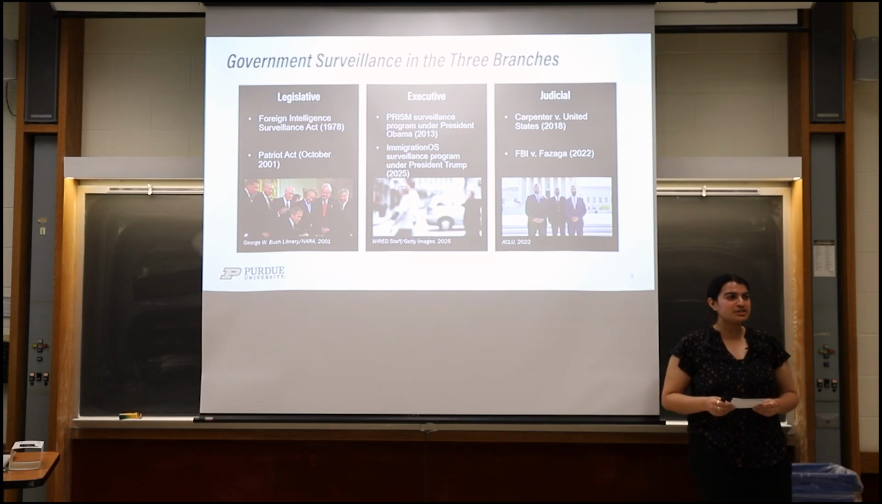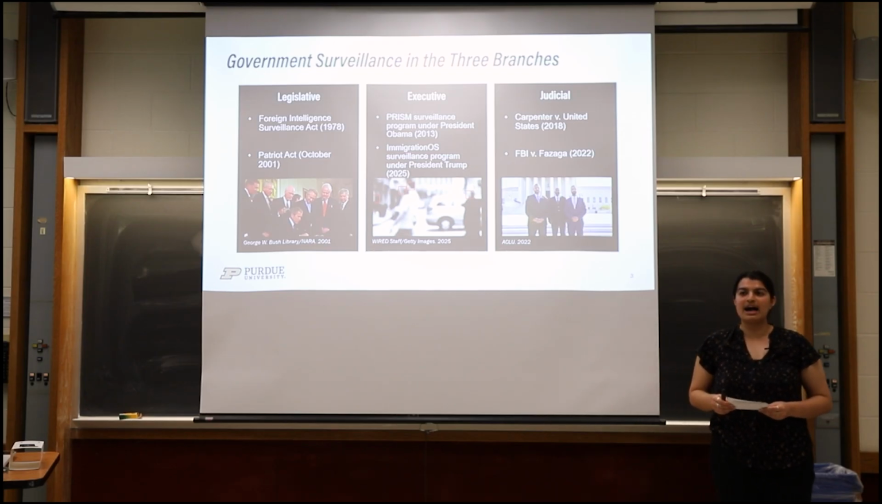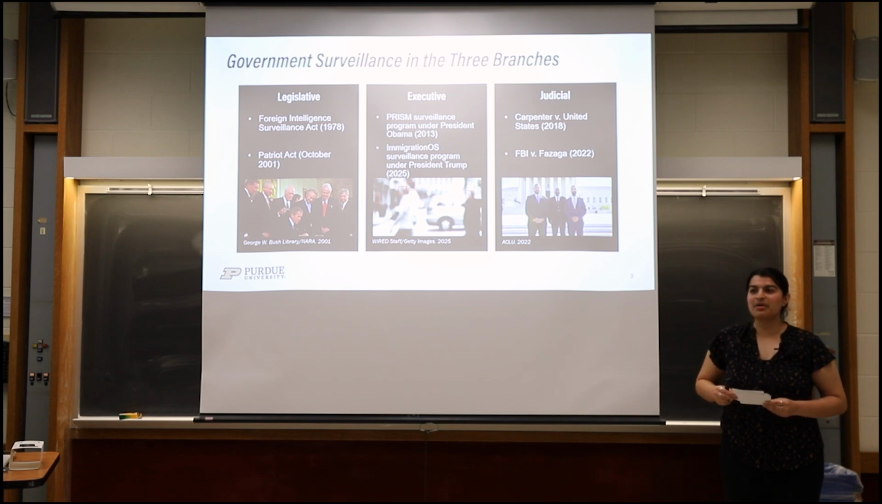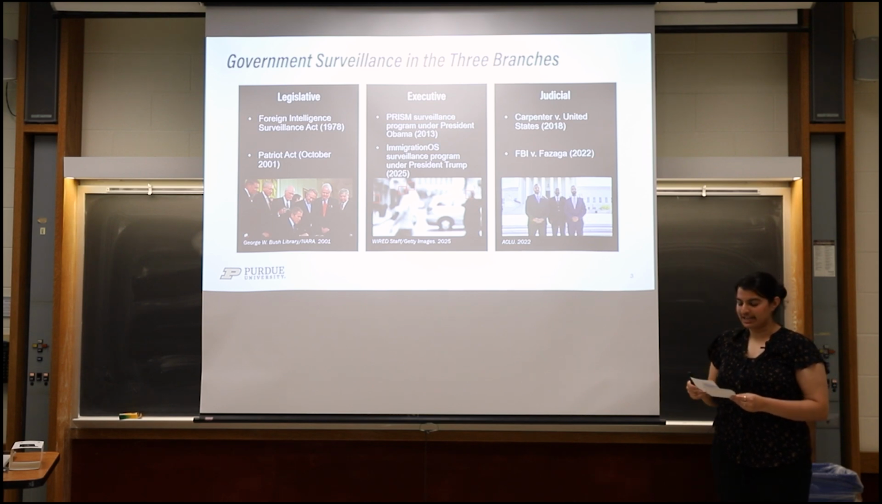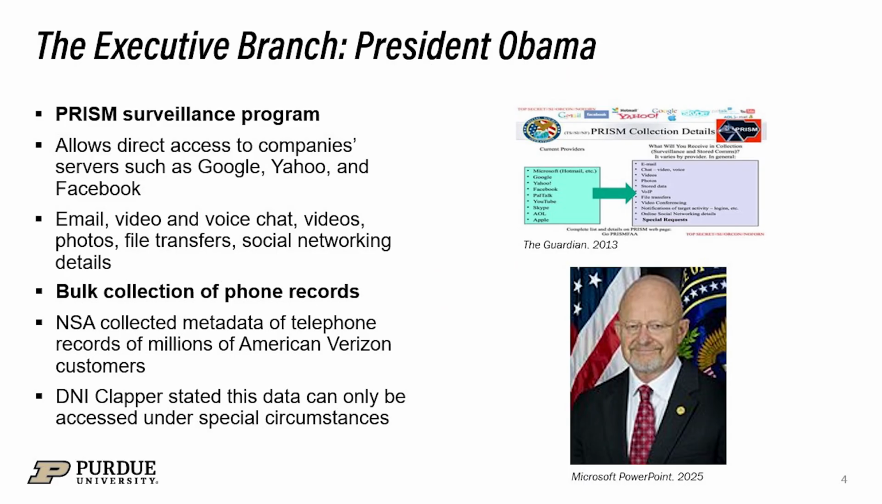Lastly, the judicial branch defines the legal limits and scope of government surveillance in Supreme Court cases such as Carpenter v. United States and FBI v. Fazaga. Today, I want to delve a little bit deeper into the executive branch. Let's start with President Obama. If you recall, in 2013, Edward Snowden leaked classified documents pertaining to government surveillance at the NSA.